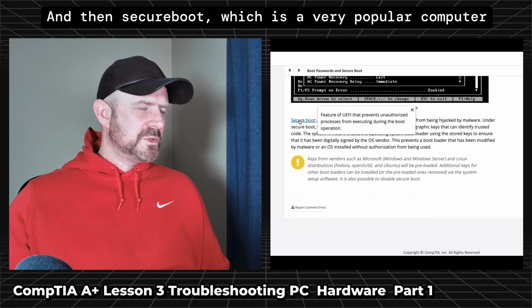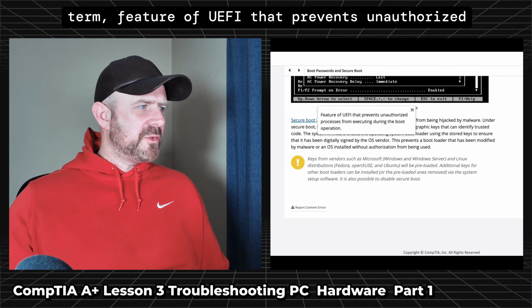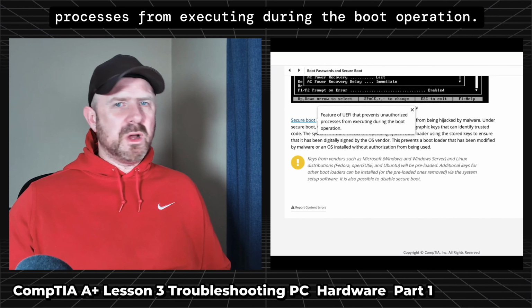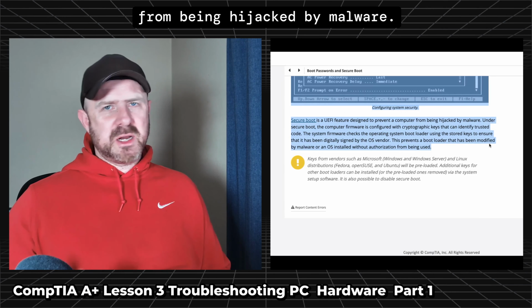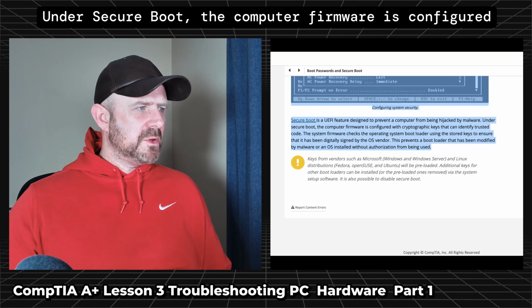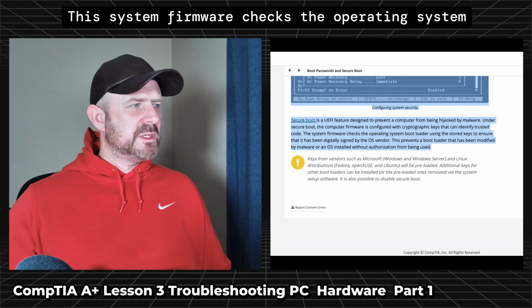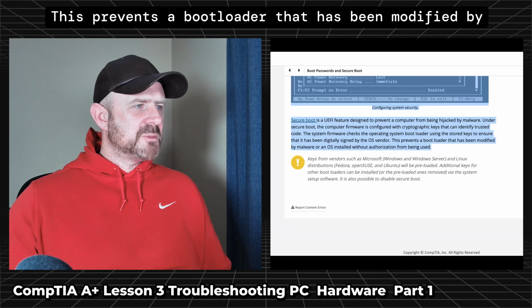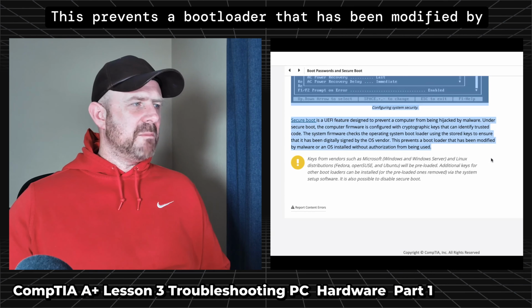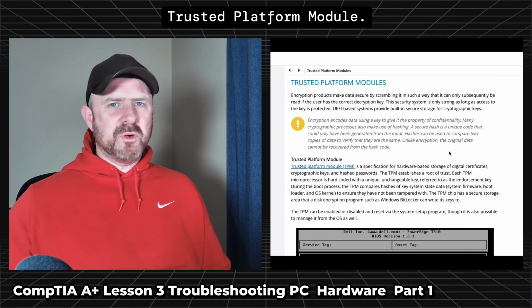And then secure boot, which is a very popular computer term, a feature of UEFI that prevents unauthorized processes from executing during the boot operation. Secure boot is a feature designed to prevent a computer from being hijacked by malware. Under secure boot, the computer firmware is configured with cryptographic keys that can identify trusted code. This system firmware checks the operating system bootloader using the stored keys to ensure that it has been digitally signed by the OS vendor. This prevents a bootloader that has been modified by malware, or an OS installed without authorization, from being used.